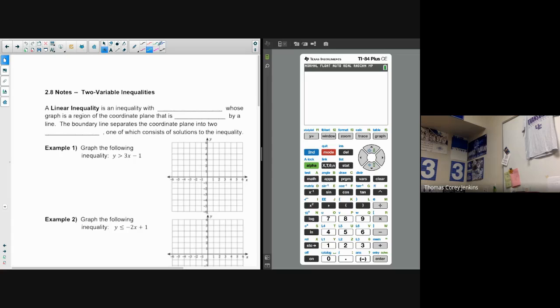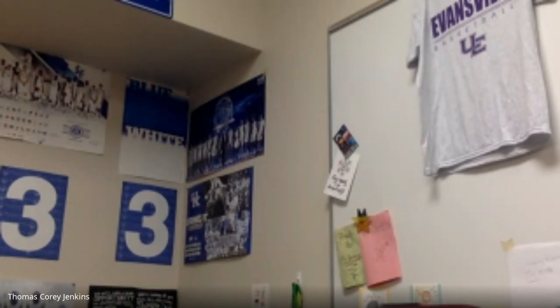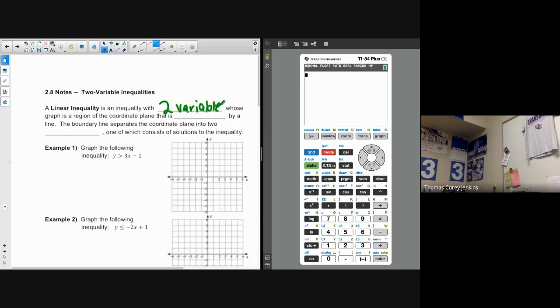We'll go with some green here. So a linear inequality with two variables has a graph that is a region of the coordinate plane that is bounded, I guess that's the word, by a line. The boundary line separates the coordinate plane into two parts, one of which consists of the solutions to the inequality, and the other of which doesn't.